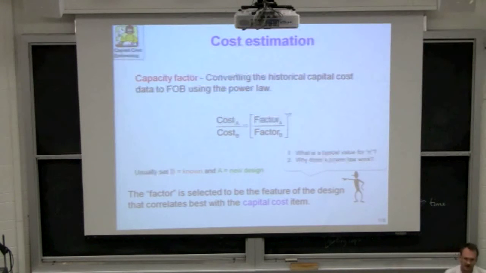Now, let me just talk a little bit about capacity factor here. The term capacity factor has got to be related to a physical aspect of the equipment that correlates with cost. Okay, let me repeat that. Every type of equipment has a factor that correlates with cost. So, for example, the easiest one that you might consider is a storage tank. What aspect of the storage tank best correlates with cost?